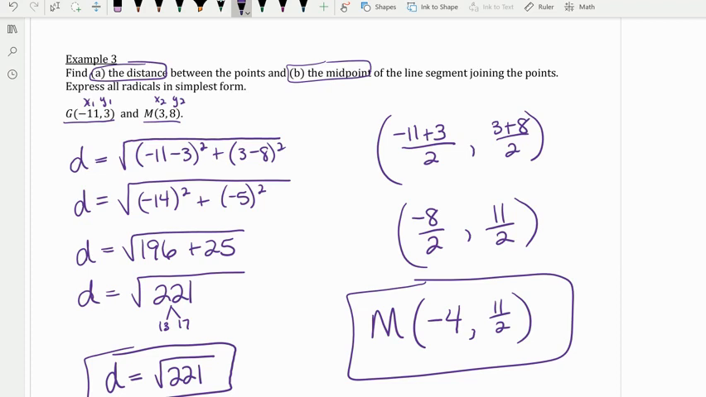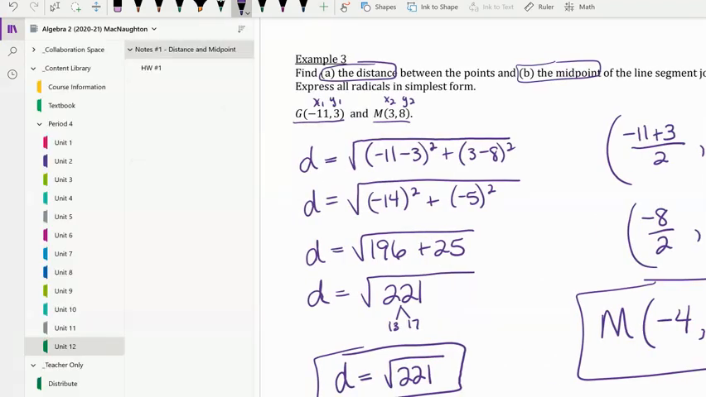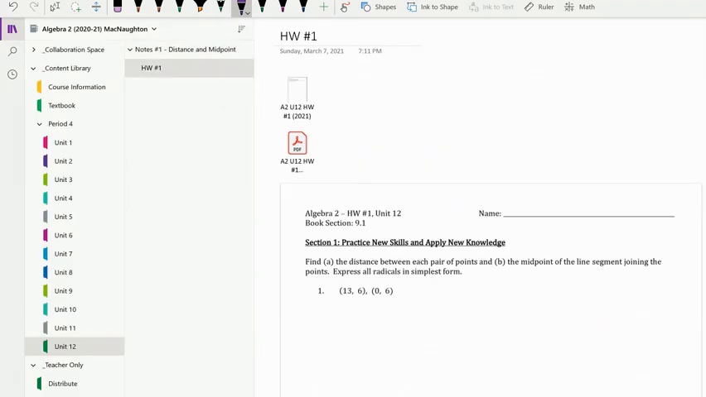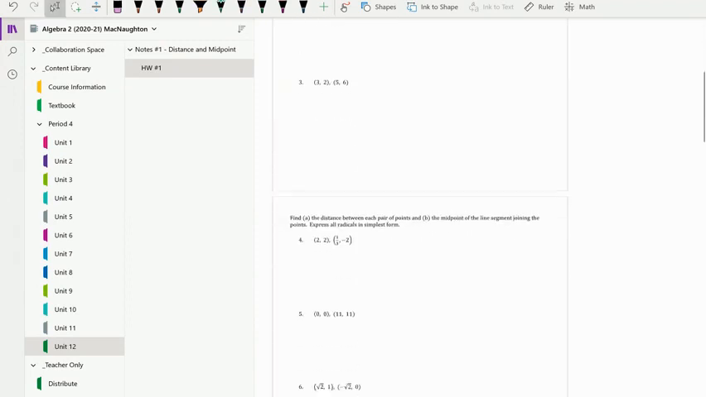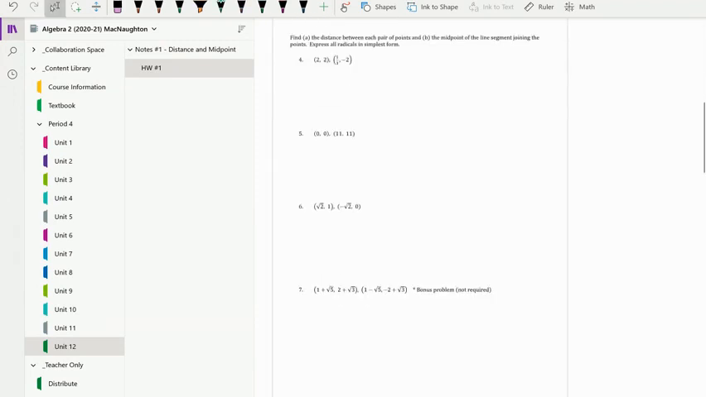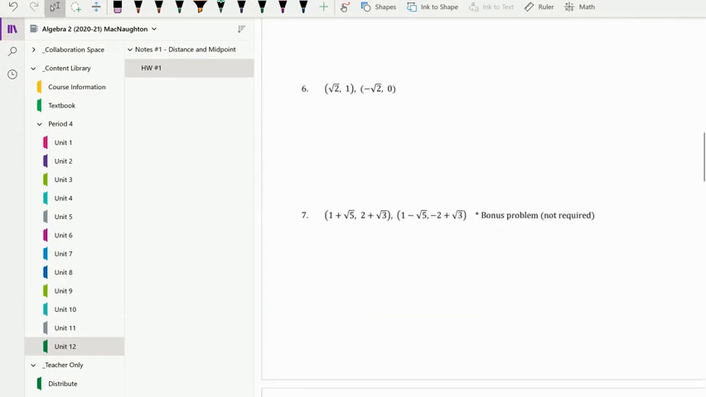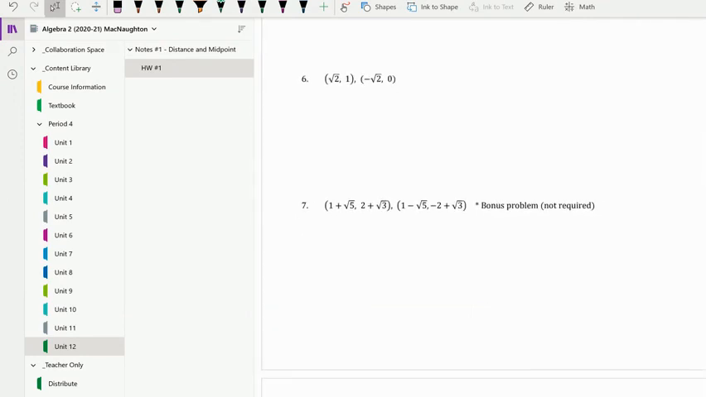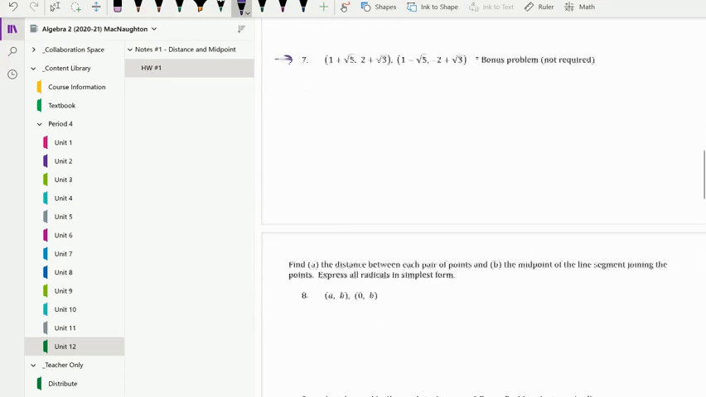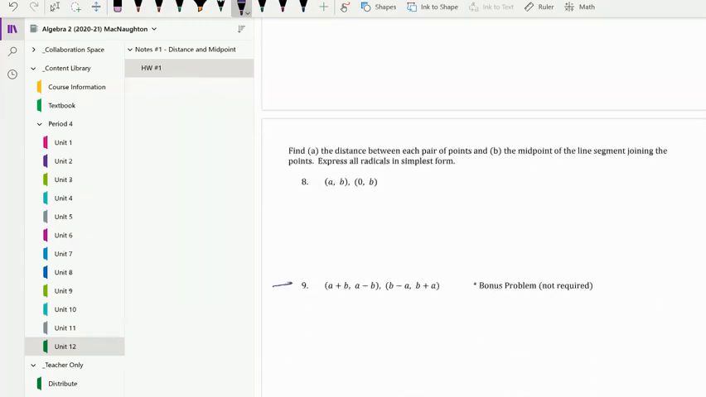All right, you should be fully equipped now to go on to homework number 1 and try those problems. It's pretty much the same thing we did here. You're finding the midpoint and the distance between the points. Notice number 7 is a bonus problem. I think you're totally able to do that, but if you need to skip the harder ones, that one's okay to skip. Same thing with number 9.